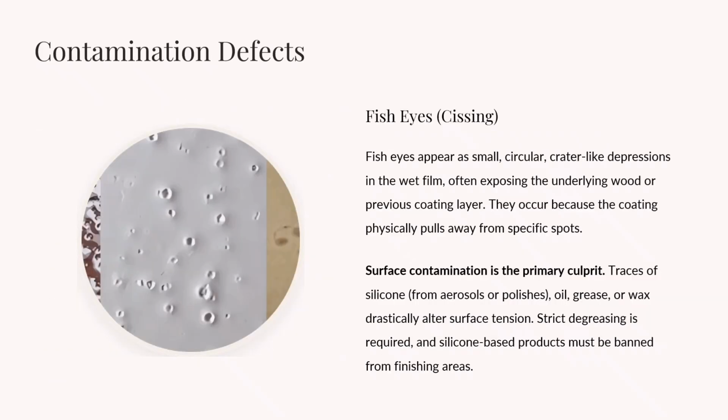In this slide, I am explaining the contamination defect called fish eyes or seizing. Fish eyes appear as small circular or crater-like depressions on the coating surface. These defects form when the coating pulls away from certain spots, sometimes exposing the wood surface or previous coating layer. The main cause is surface contamination. Materials such as silicone, oil, grease, wax, or polish residues reduce surface tension and prevent the coating from spreading evenly.